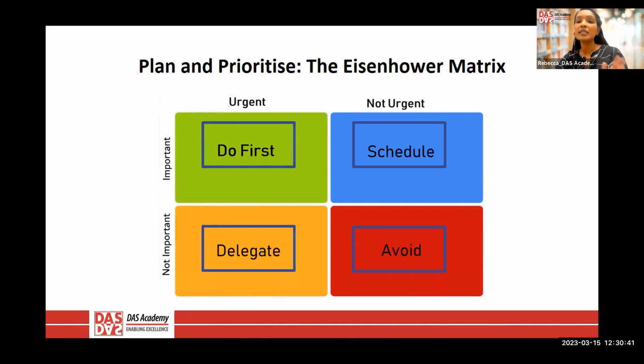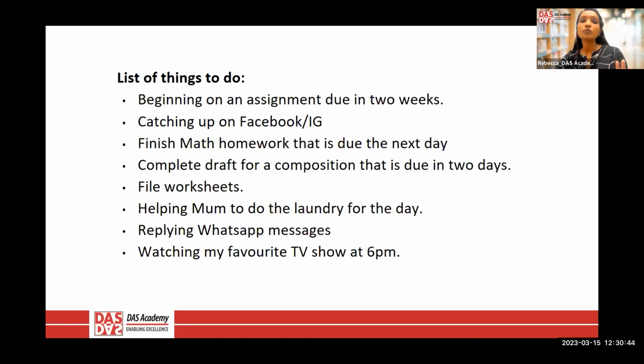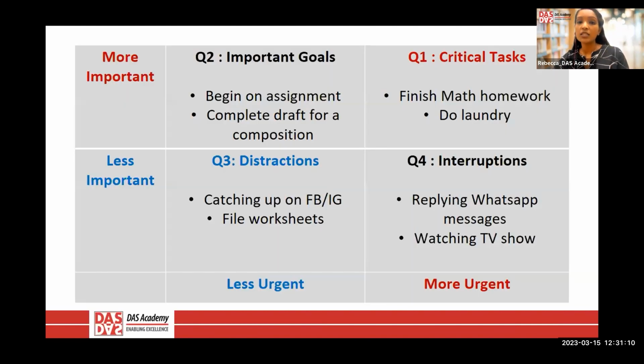So how can you actually implement it with your learners? What you can do is you get your students to actually list down all the things to do. So it includes their personal things that they need to do, like even replying to WhatsApp messages, watching TV shows, as well as more important stuff like finishing math homework, beginning on an assignment. Please get them to list down everything that they are supposed to do. In a way, they know that these are all the things that they're required to do. Then give them the matrix and get them to allocate each task to the respective quadrant. This could be done by writing it on Post-its and pasting it on the board.